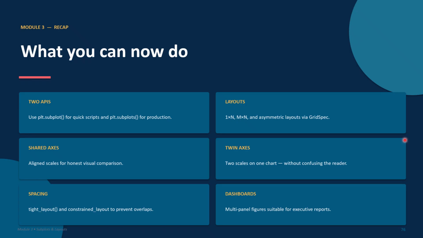And this is all that we have covered in this entire module 3. Next is module 4, which covers customizing the axis and the legend, the tick marks, the tick labels, the axis scales, the axis limits, and the legend placement and style. So after module 4, your charts will look truly professional, and not just correct.